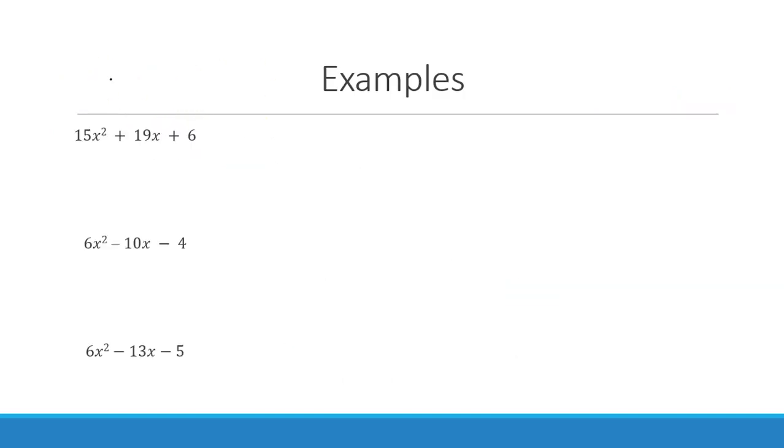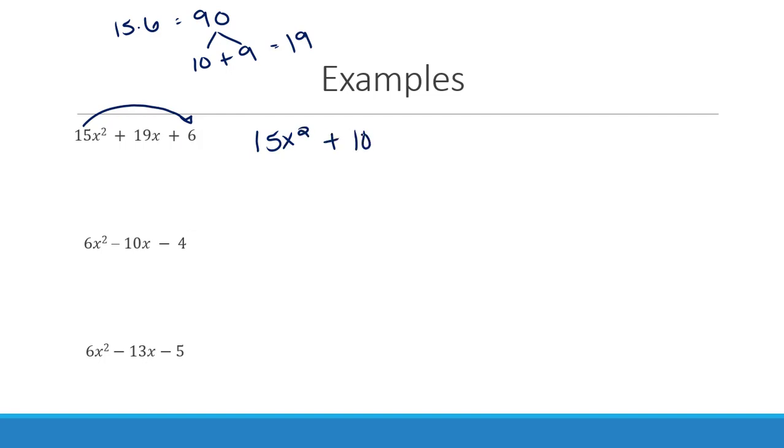Let's look at a couple more examples here. I'm going to do 15 times 6. Now there's no GCF of everything, so when I do 15 times 6, that should give me 90. So 15 times 6 gives me 90. I'm looking for two numbers that will add to give me 19, so I could do 10 and 9. What do I do with 10 and 9?